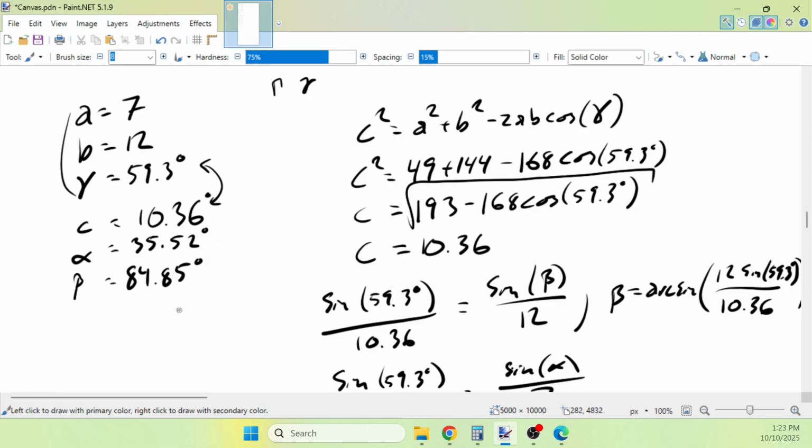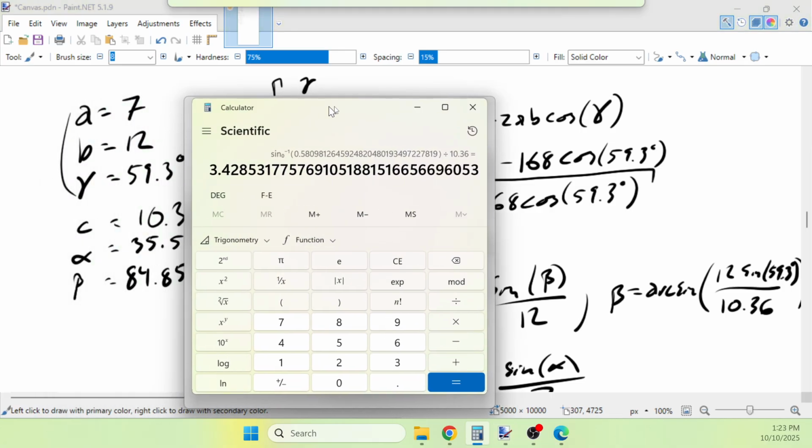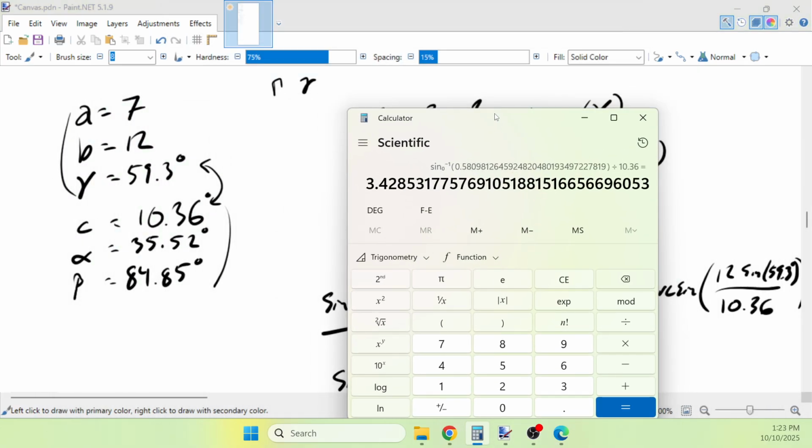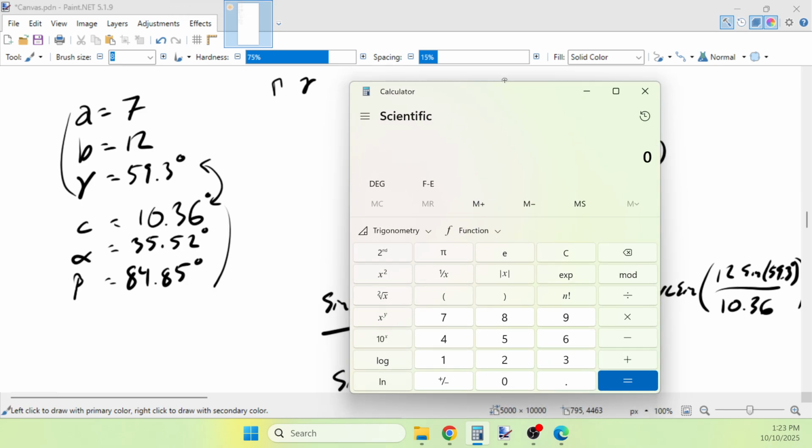Now, here's the problem, though. If I add these up, I'm not going to get 180. Those are too small. Plus 35, 2, 5, not even close to 180. What went wrong? Well, it's that ambiguous case again.